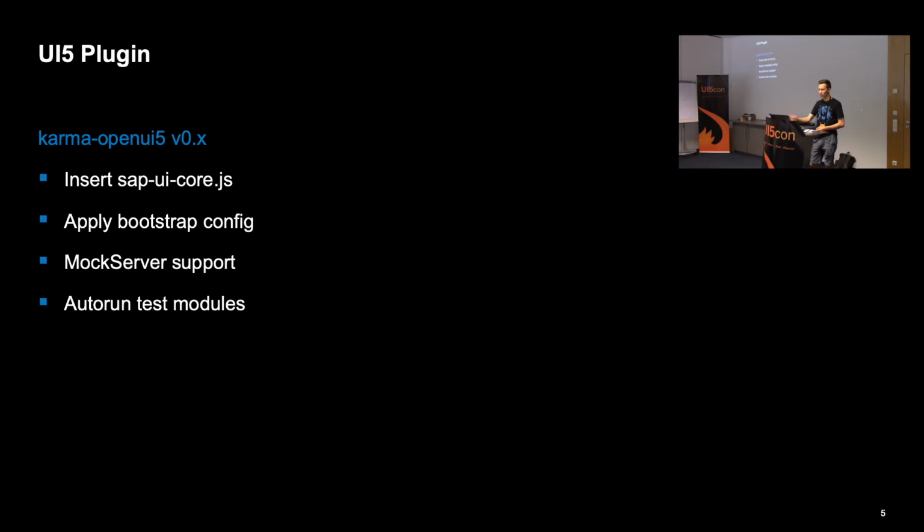Now about the UI5 plugin. About 4 years ago, when open sourcing OpenUI5, we also provided the Karma OpenUI5 plugin, which at that time was a pretty small helper to insert the SAP UI5 bootstrap in the Karma context, to apply your bootstrap configuration, like registering your resource routes, or doing other configuration you need for your test. It also had mock server support, and later we also introduced auto run of test modules, so that you don't need additional files just for the Karma execution.